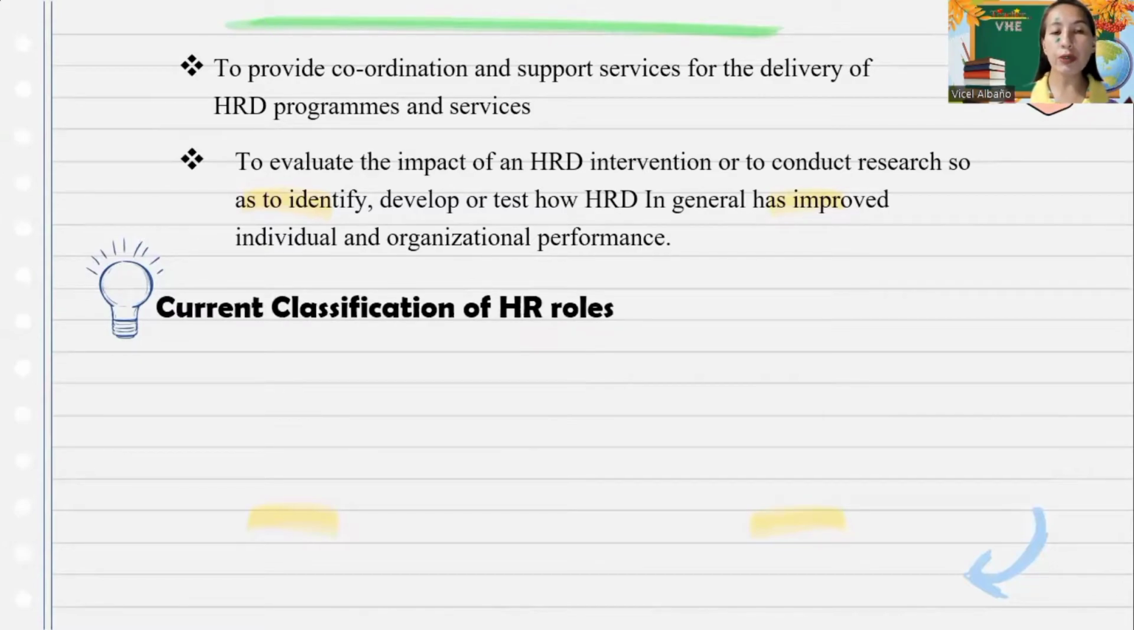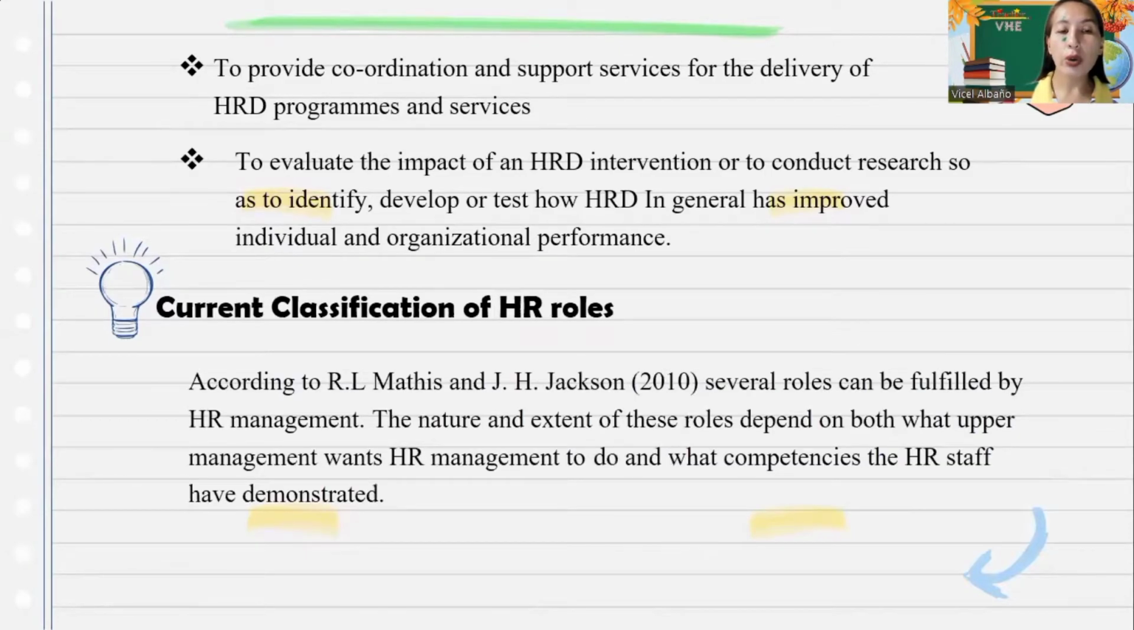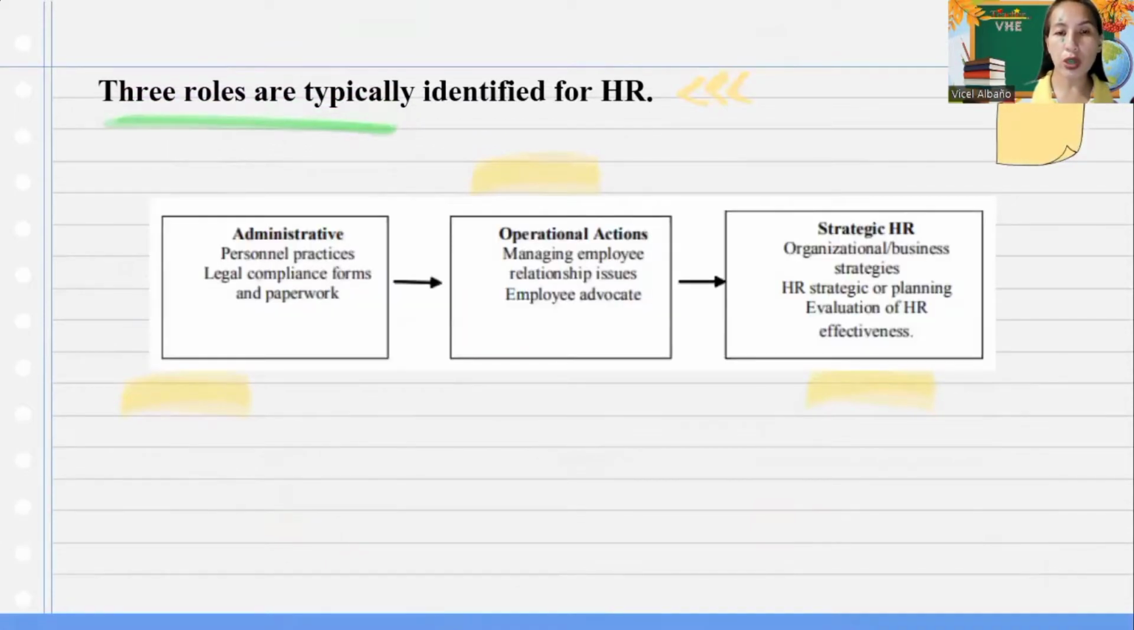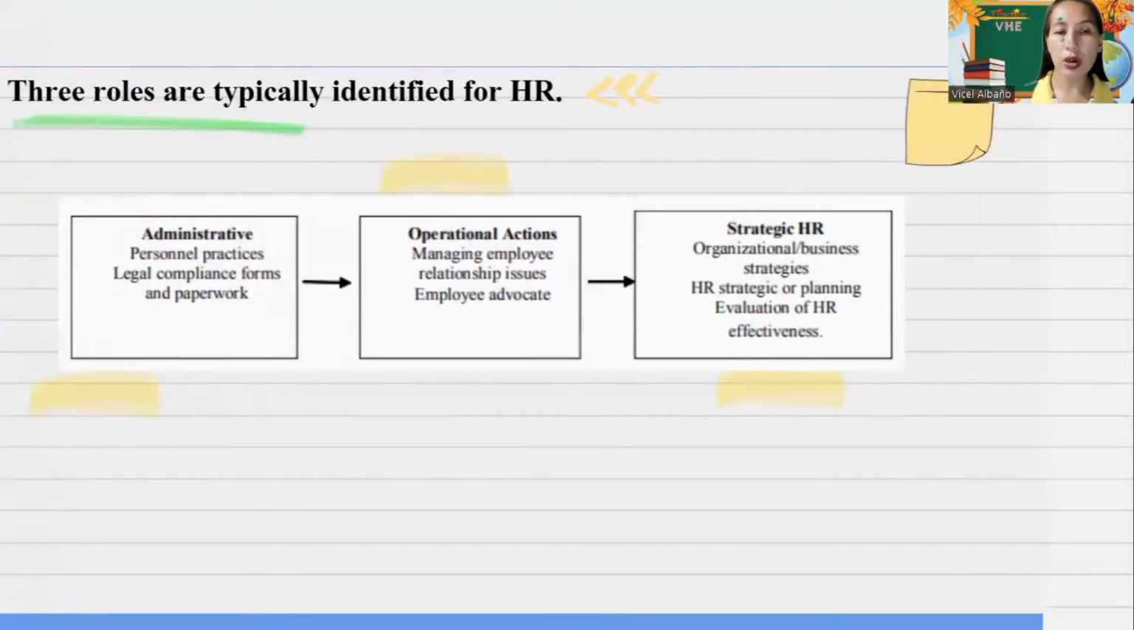So the current classification of HR roles, according to R.L. Mathis and J.H. Jackson, 2010: several roles can be fulfilled by HR management. The nature and extent of these roles depend on both what upper management wants HR management to do and the competencies the HR staff have demonstrated. The three roles typically identified for HR are the administrative, operational and employee advocate, and the strategic HR.